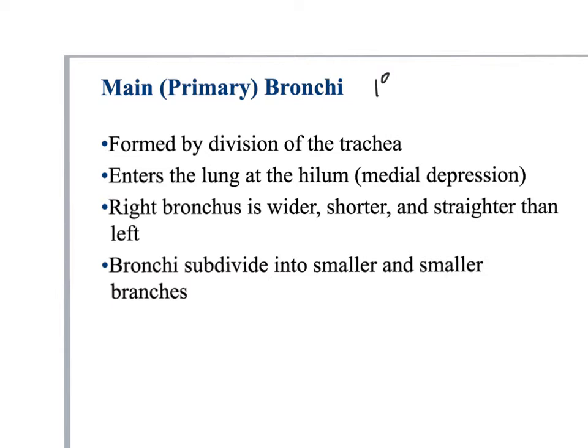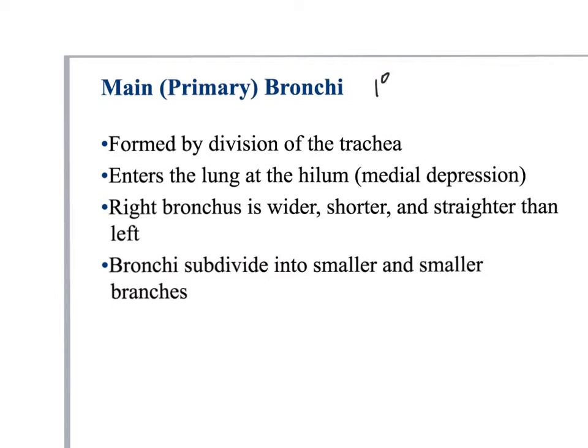Each bronchus enters the lung at the medial depression, which we call the hilum. The right bronchus is wider, shorter, and straighter than the left. Why? Why would the right bronchus especially be shorter and straighter than the left? What's the difference between right and left lungs? The heart is on the left side, so it can be more straight up and down to go around the heart.